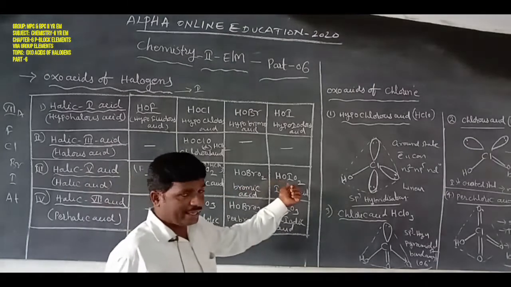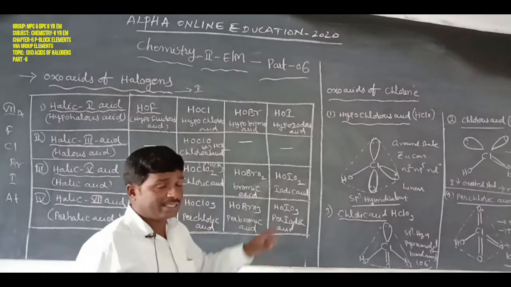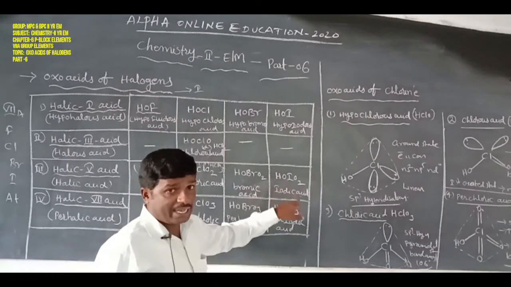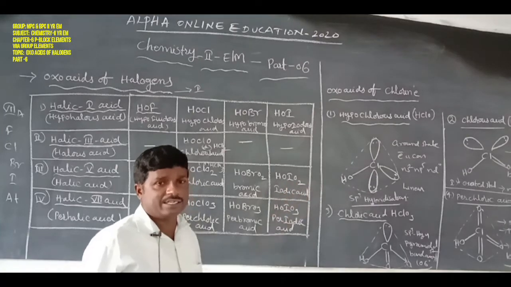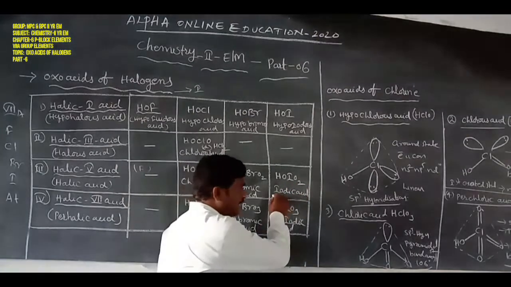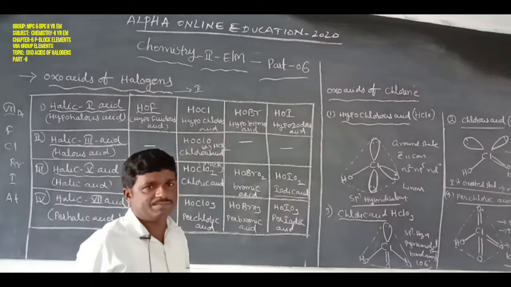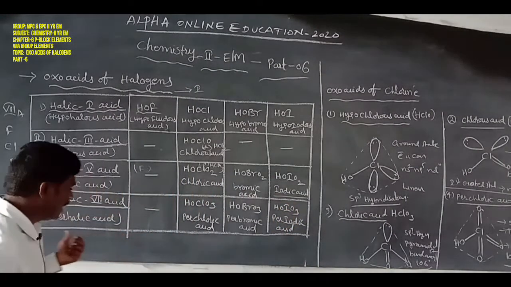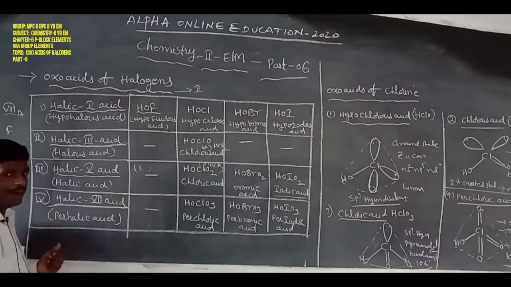Another one, iodine forms the halic fifth acid, which is known as iodic acid, with general formula HIO2 or HIO3. Which type is this? The halic fifth acid. And the last one, the fourth one, is the halic seventh acid, also called perhalic acid.